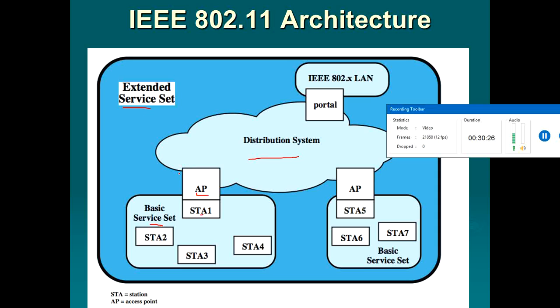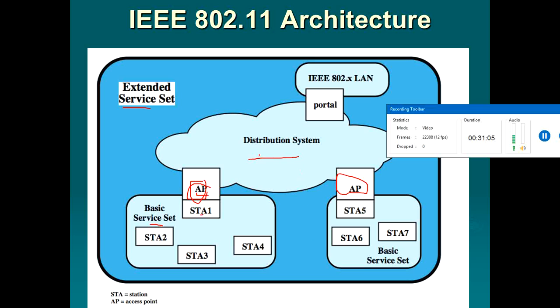Access point has a functionality that provides access to the distribution system. So this provides the access to the internet to the distribution system via the wireless medium. So this is an access point. Basic service set: a set of stations controlled by a single access point. If you see, there are 4 stations which are controlled by a single access point. So this forms the basic service set. We have another basic service set, where 3 stations are controlled by another access point. So this is a basic service set.